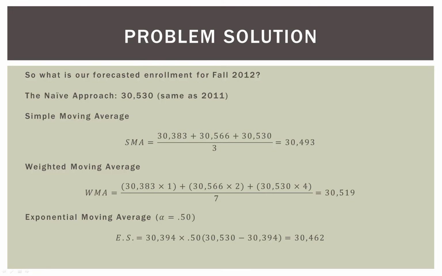If we look at these, we can see that our EMA is actually the more conservative of the 4 methods at 30,462. Then the simple moving average was 30,493, and they go up from there. But still, these are all well within 100 students of each other. Actually even less than that. We have a low of 30,462 and a high of 30,530, so we're well within a 100-student difference across all 4 methods.